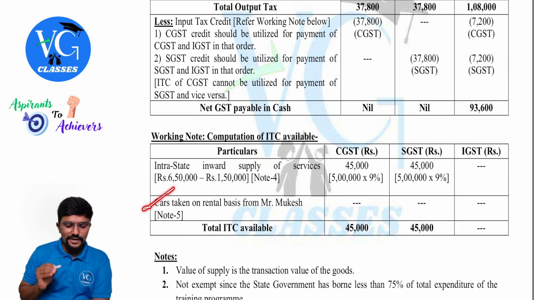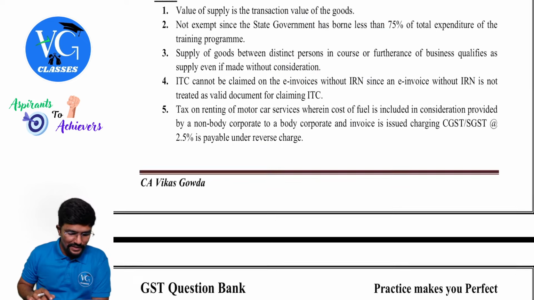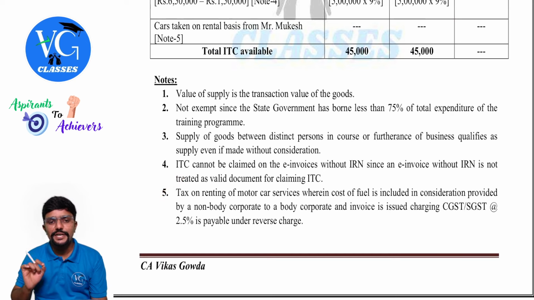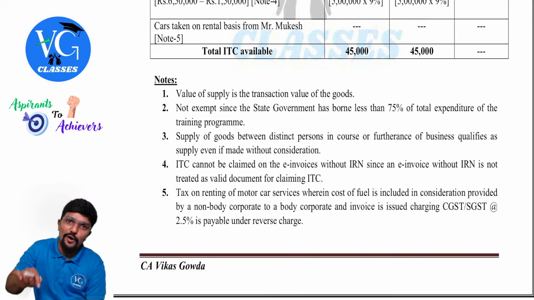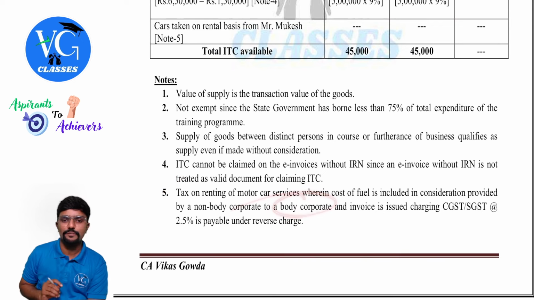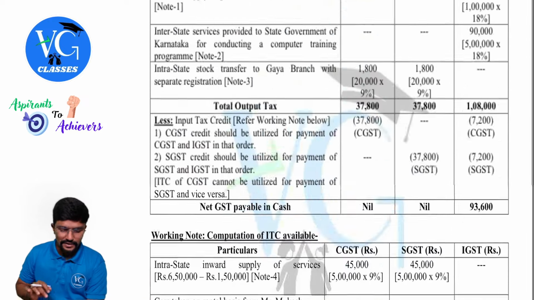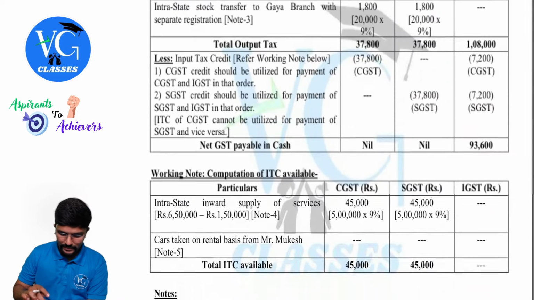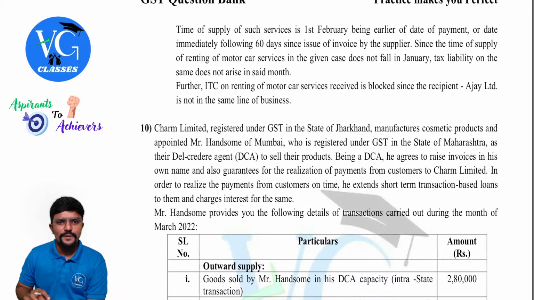Next, car taken on rental basis from Mr. Mukesh, no credit. No credit, guys. Why is that? We will see. Note I have given. You can see, tax on renting of motor car services wherein the cost of fuel is included in consideration provided by a non-body corporate to a body corporate. Means the recipient is a body corporate. And the invoice is issued charging CGST or SGST at 2.5%. They have clearly given it here. It is taxable under reverse charge mechanism. Recipient has to pay it.